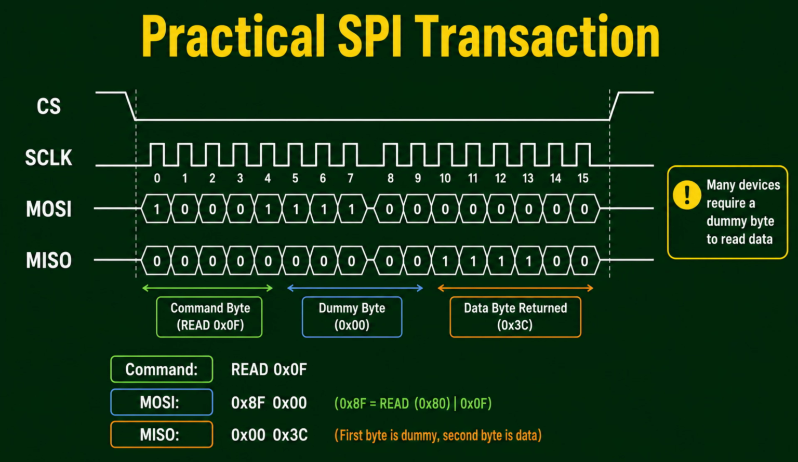The master then sends a dummy byte, such as hexadecimal 00, to generate another 8 clock pulses. During these pulses, the slave returns the requested register value through MISO. In this example, the returned value is hexadecimal 3C. After the final bit, the master pulls chip select high to complete the transaction.